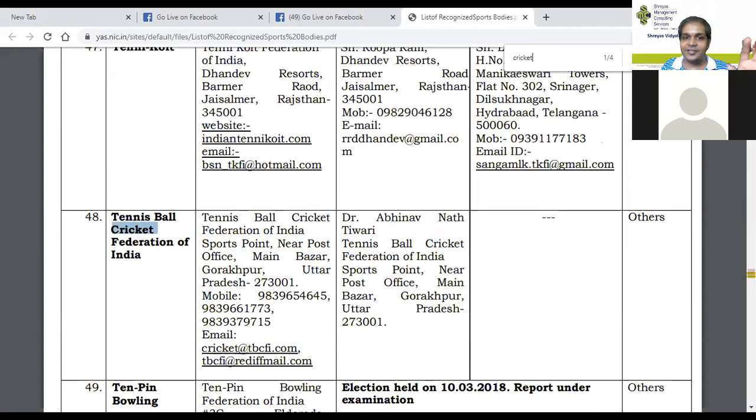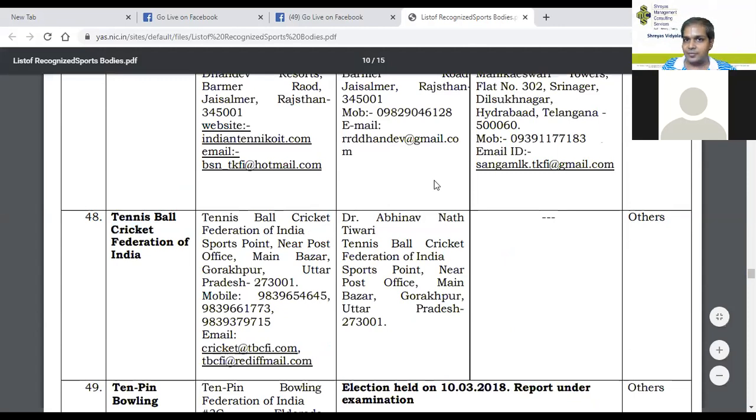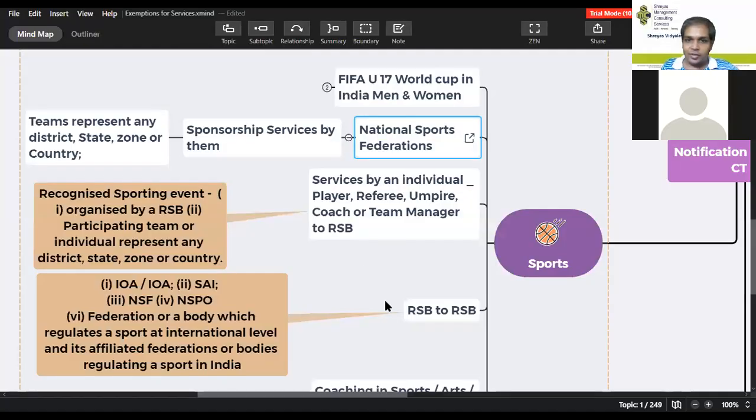Just to give you an understanding of where you have to see. I've just taken this from the website. So this is about how the exemptions will operate. So that is for national sports federations if they organize.